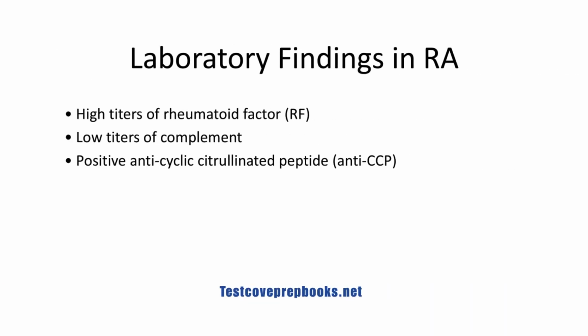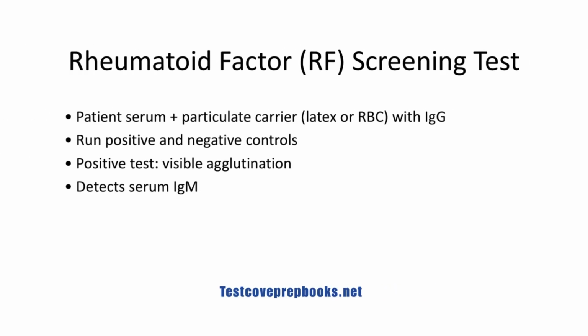In the laboratory, we commonly see high titers of rheumatoid factor, low titers of complement, and positive anti-cyclic citrullinated peptide, or anti-CCP. The screening test is the rheumatoid factor assay. In this test, patient serum is added to a reagent composed of a particulate carrier, such as latex or red blood cells, coated with IgG. After running positive and negative controls, a positive result is shown by visible agglutination. This assay primarily detects IgM.